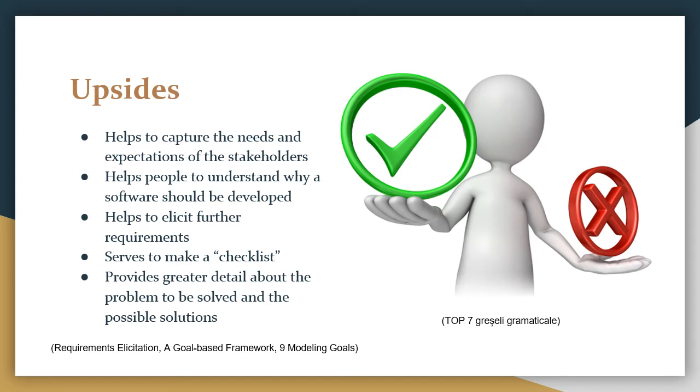They help to make something of a checklist about what you hope your app will accomplish. And finally, goal-based approaches provide greater detail about the problem to be solved and possible solutions. This is a natural reaction to making a closer inspection of your objectives.